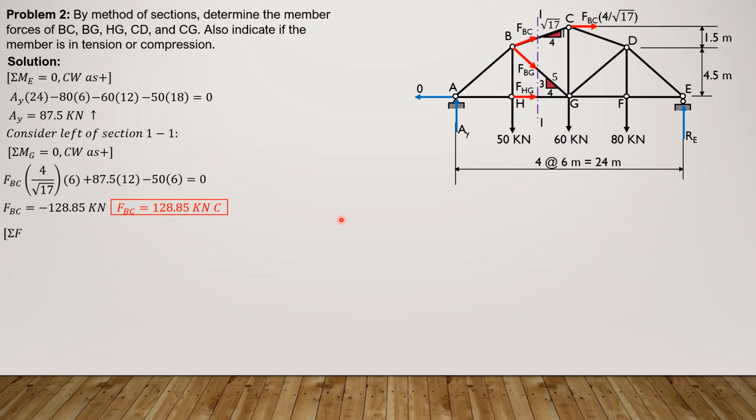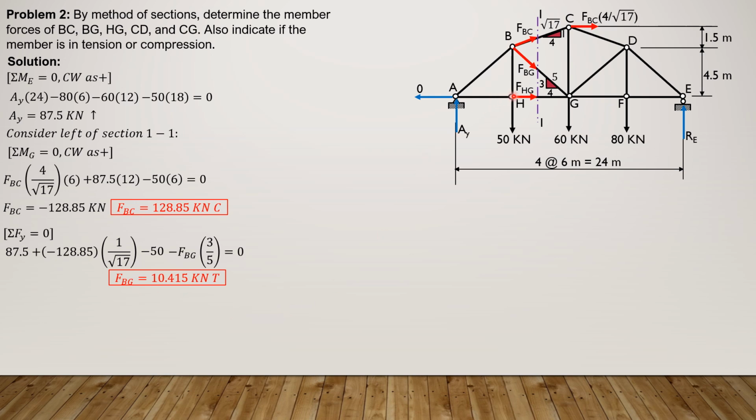So the simpler way is summation forces vertical, summation forces Y equals 0. So we have AY 87.5 plus FBC, which is negative 128.85. The vertical component is multiplied by 1 over square root of 17. Then minus 50 equals 0. So minus FBG times 3 over 5, the vertical component of FBG, equals 0. So solving for FBG, FBG is 10.415. Since it is positive, it is tension.